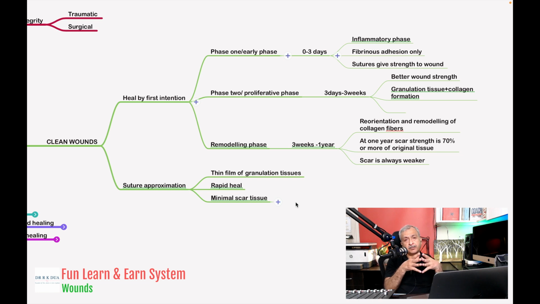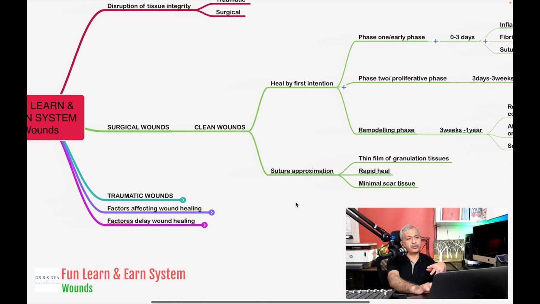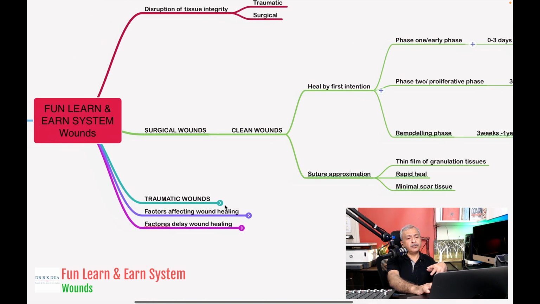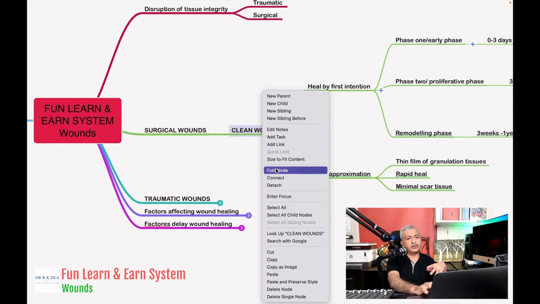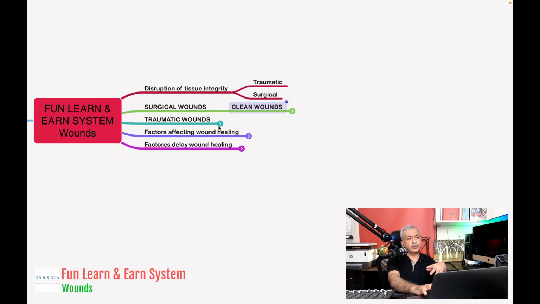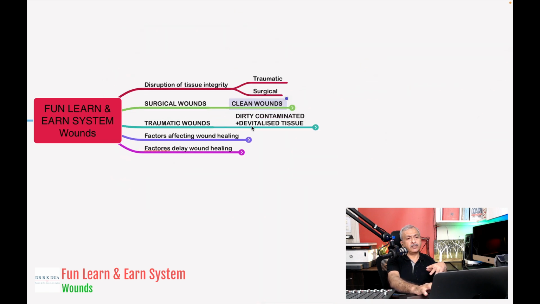So if some patient has this kind of tendency, we must advise the patient, after the removal of sutures, to wear the pressure garment to decrease the formation of hypertrophic scar or keloid. Now comes the traumatic wound.